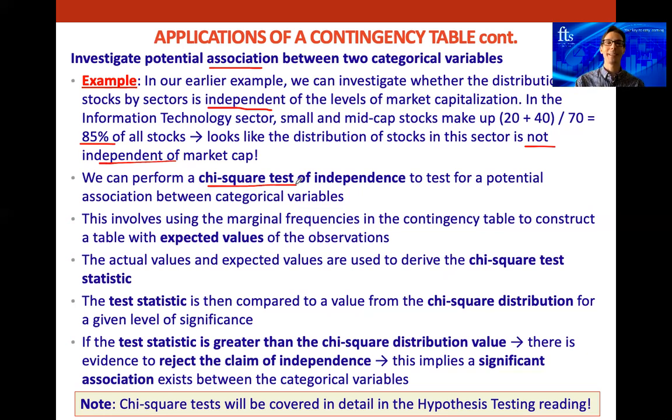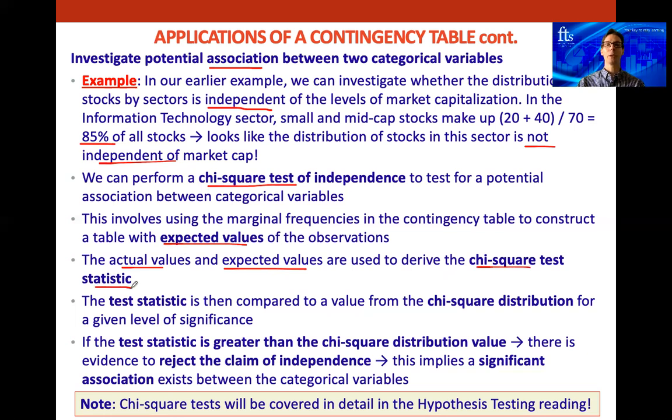Now, I don't want you to panic, because we are going to be doing the Chi-square test in a lot more detail when we get to hypothesis testing. So we're just going to go through this quite quickly, and once we've done hypothesis testing, maybe you can come back here and you'll see it's actually not so bad. What this involves is using the marginal frequencies in the contingency table to construct a table with expected values of the observations. Then the actual values and the expected values are used to derive the Chi-square test statistic.